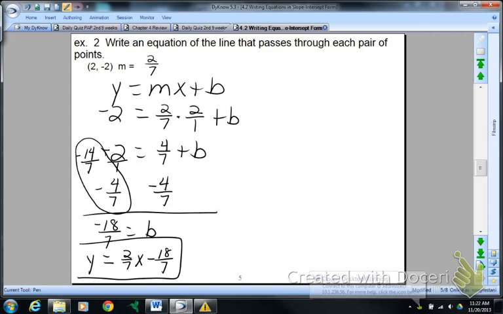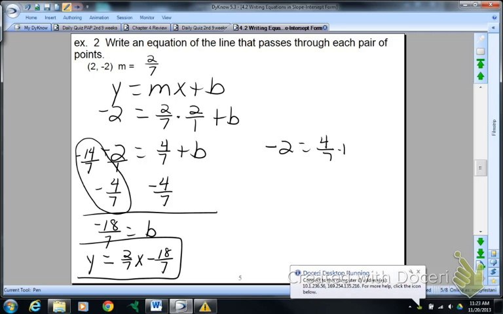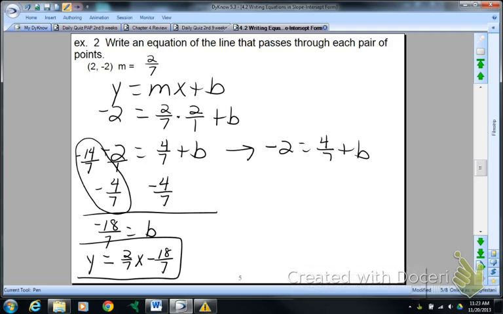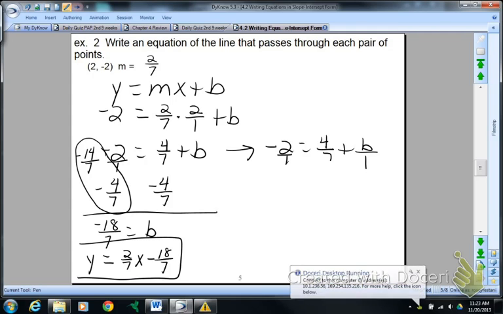Now, let's go right here and do it the other way by clearing our fractions. Are y'all writing this down? So let's go ahead and clear our fractions and do it the other way and see if we get the same answer. So that would be negative 2 over 1 and b over 1, correct? I'm going to clear my fractions by multiplying each term by the least common denominator. What is my least common denominator? 7.